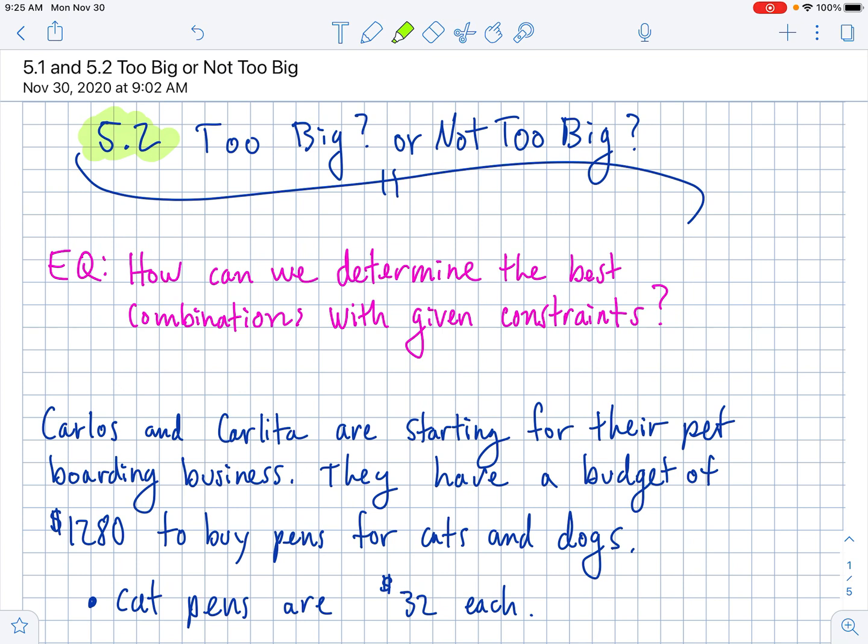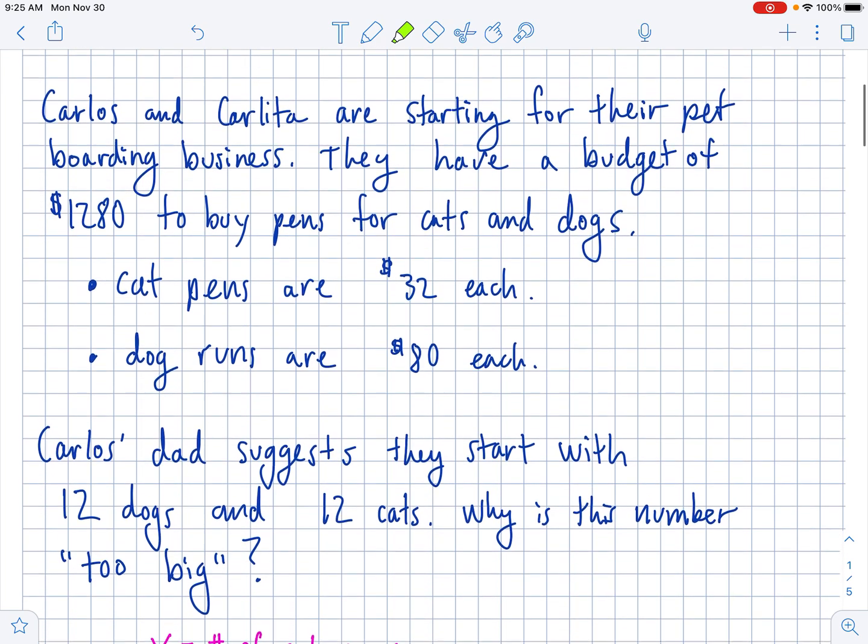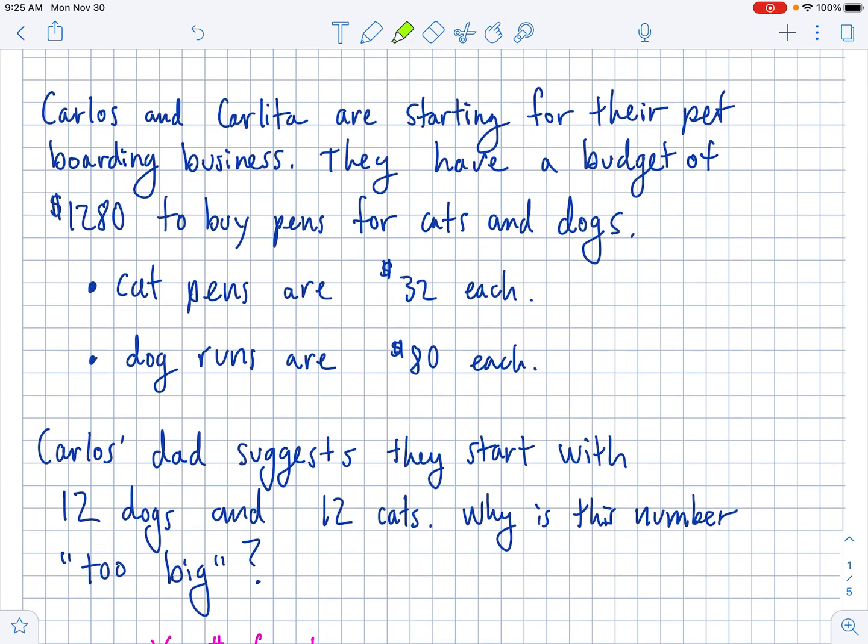So, essential question for the day, how can we determine the best combinations with given constraints? The guiding problem today is all about Carlos and Carlita. They're starting their pet boarding business, so they're going to have a bunch of cats and dogs. They have a budget of $1,280 to start with, and they need to buy pens and dog runs for their cats and dogs. Important information, cat pens are going to run us $32 a piece, and dog runs are going to run us $80 a piece.